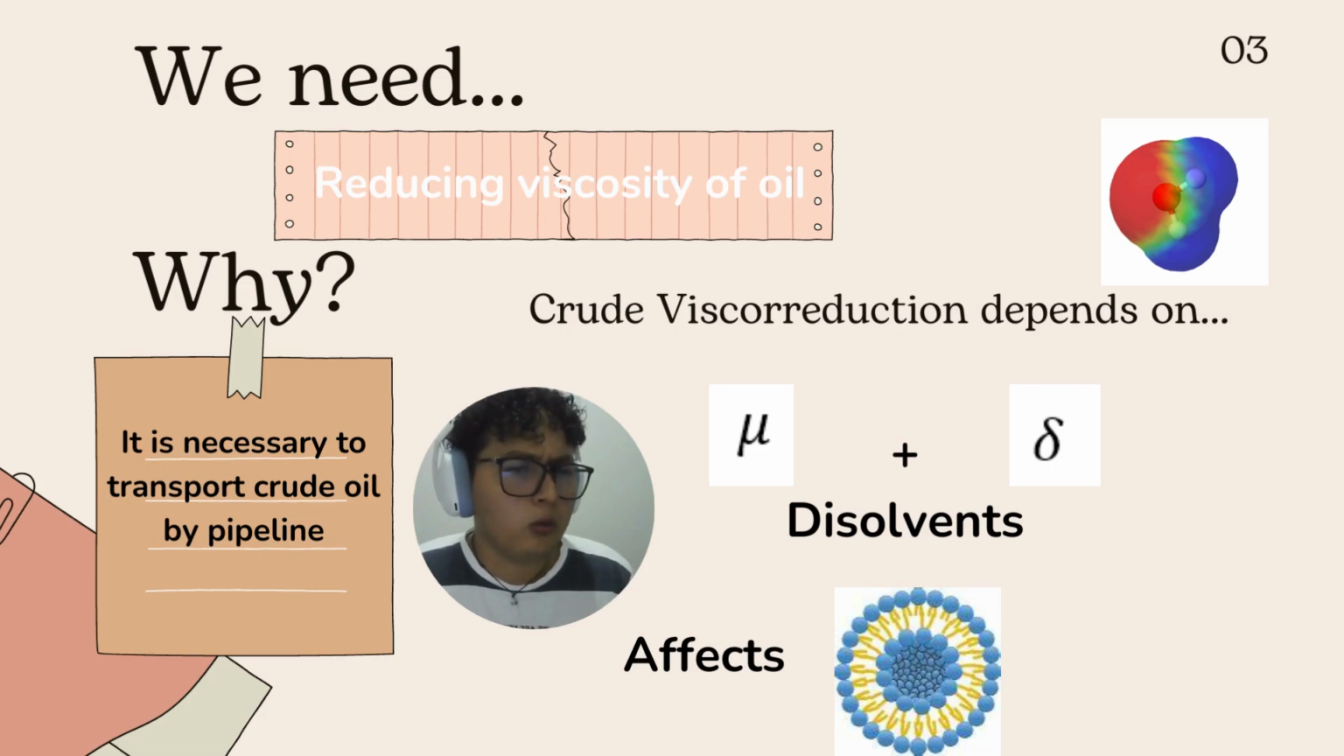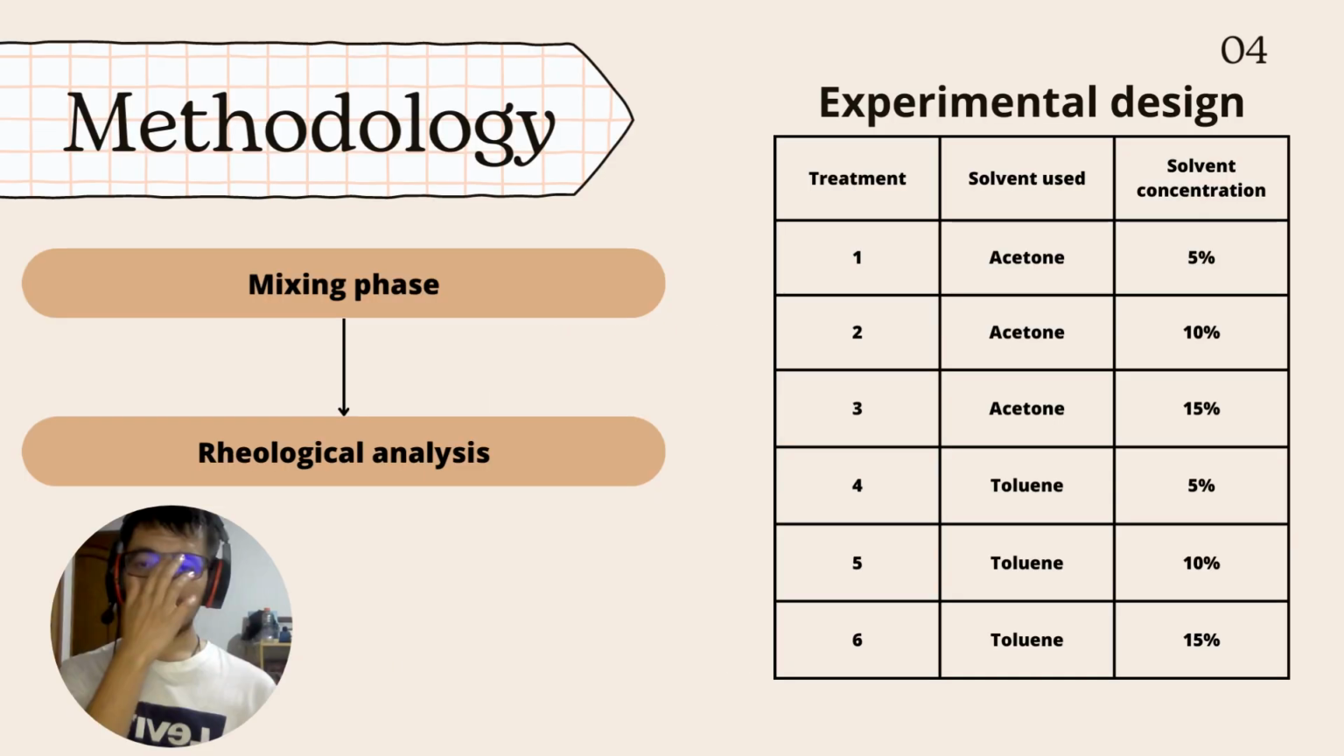But how will we do it? We will use properties of the asphaltenes and solvents, and they are viscosity and polarity. These two properties affect the colloidal structure of the hydrocarbons.